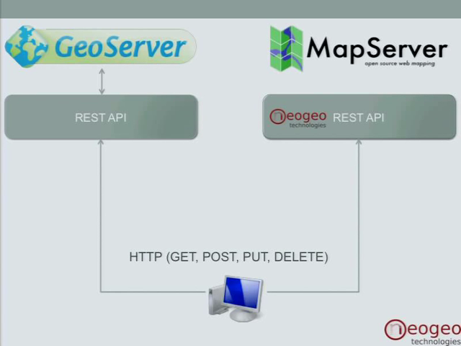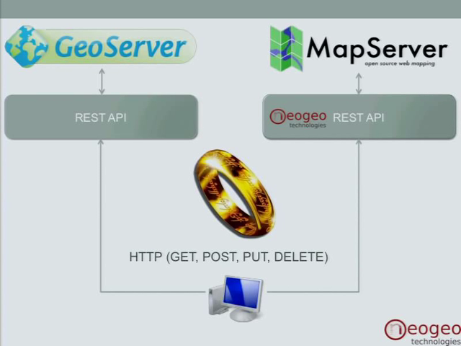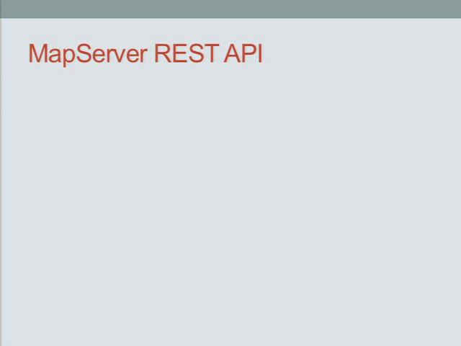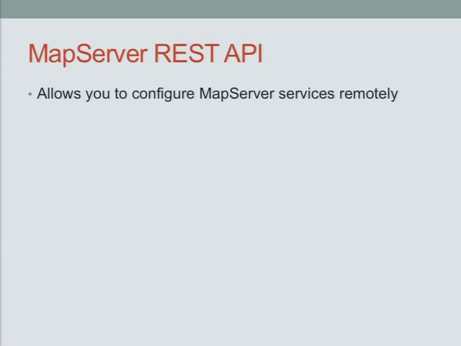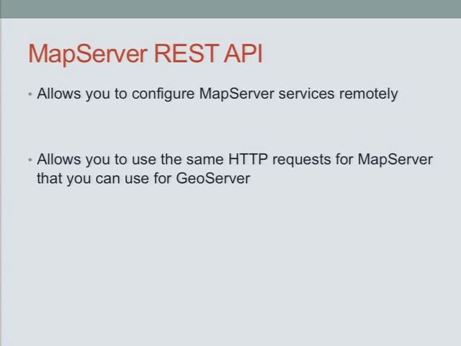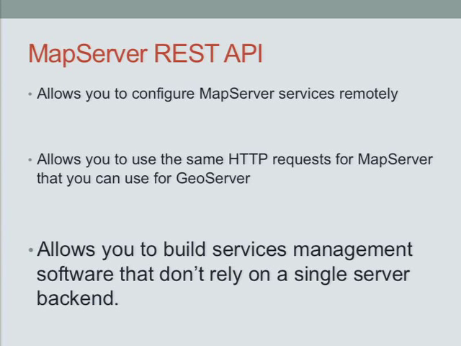Because these APIs are the same, they can now discuss with each other in the same language and get married. I'm going to explain a little bit more about the MapServer REST API, but basically it's a tool which allows you to configure MapServer services remotely, mainly. Like you can do for GeoServer through the REST API, you can do the same with the MapServer REST API. It allows you to use the same HTTP request for both MapServer and GeoServer, which can be interesting. So it allows you to build services management software, systems, or whatever that don't rely on a single server backend, but that can communicate with both of them if they are both installed, or one of them, or the other one if you want to change.